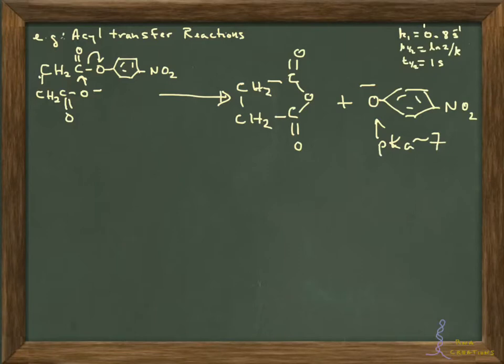Alright, so that's a unimolecular reaction. You can look at a bimolecular version of the same reaction. In the bimolecular reaction, you take acetate. Let me go ahead and write it down. I'm going to pick a different color ink for this. So you take acetate, because this is pretty much acetate right there, and it's going to attack.